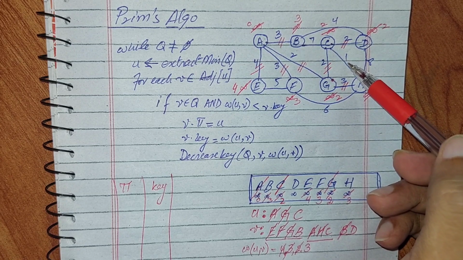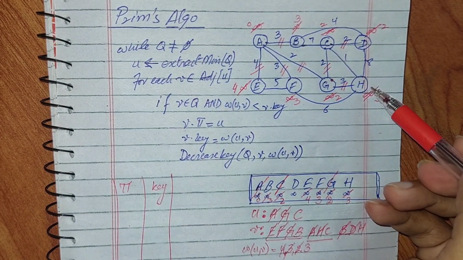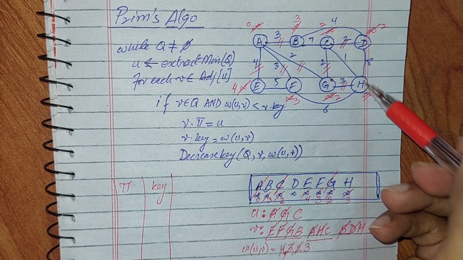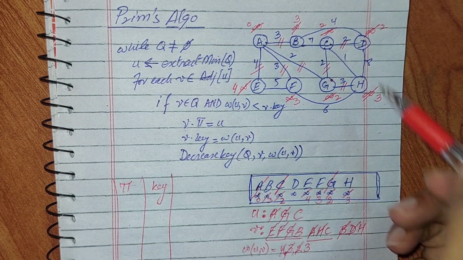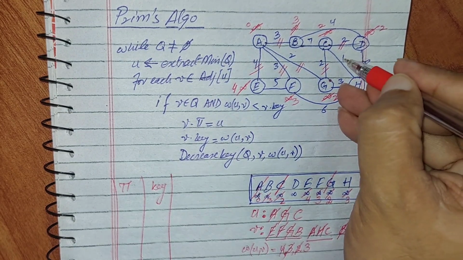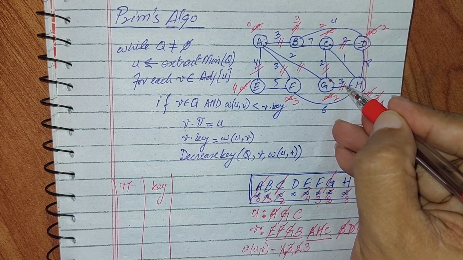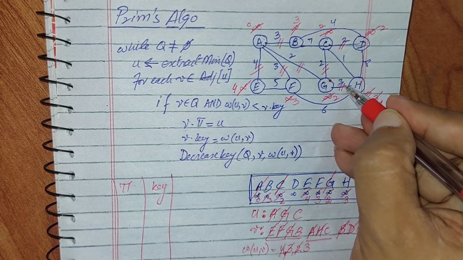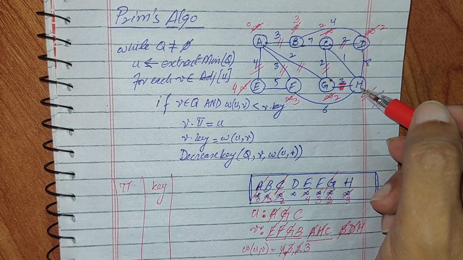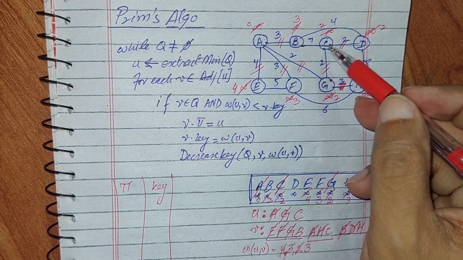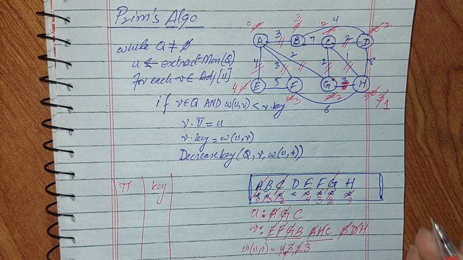So exploring H, the weight of UV, that is CH, is 1 and the previous key of H was 3. Since this one is less than 3, it is going to be updated. So this is now 1. Previously it was parented by G, so now this is removed. G is no more the parent of H, so the new parent is C. So this is now the parent of H.